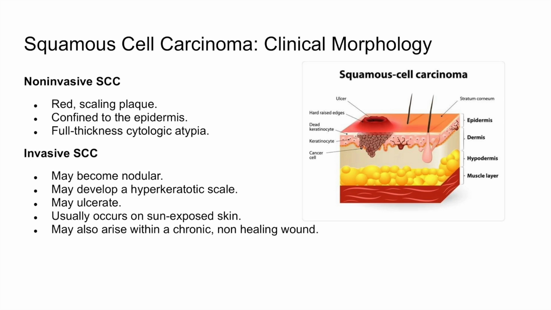Squamous cell carcinoma can also arise within a chronic wound, burn scar, or non-healing ulcer. This is called a Marjolin ulcer and carries a greater metastatic risk than routine sun-associated squamous cell carcinoma.